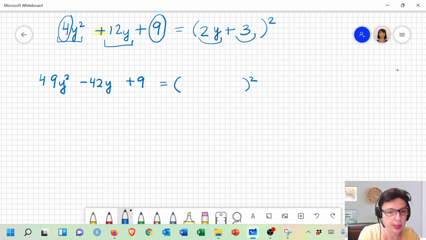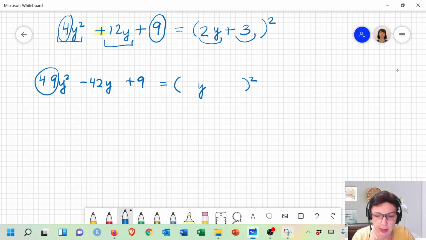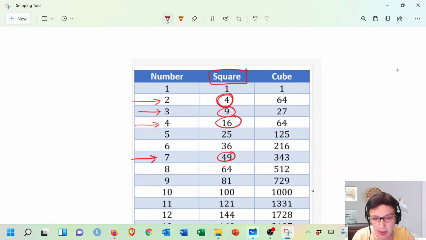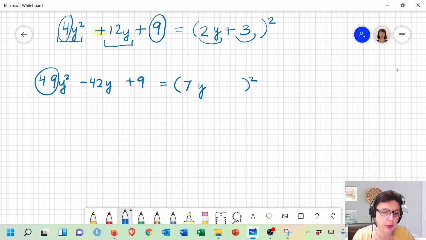First, let's look at the first term. As I was telling you, y squared is a square of y, just as x squared is a square of x. But what about 49 in the front? What is that a square of? Well, 49 is a square of 7. So then this is going to be 7y. Then match the sign. Remember, this sign determines what's going to be over here. So that's also going to be minus. And then the last step is, okay, what about 9? Well, 9 is a square of 3. We already know that. So that's it.